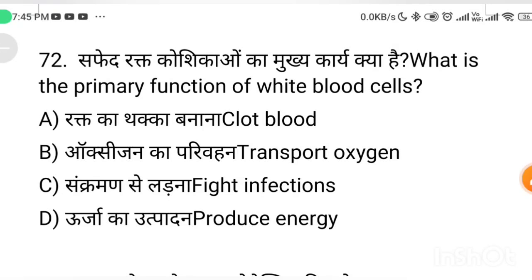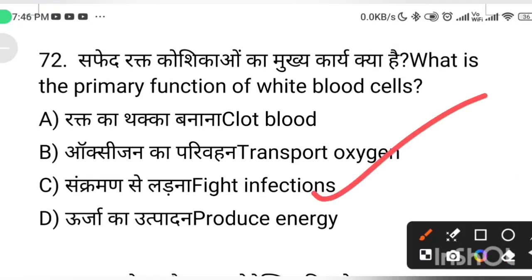What is primary function of white blood cell? Option A, clot blood. Option B, transport oxygen. Option C, fight infection. Option D, produce energy. Correct answer is option C, fight infection.